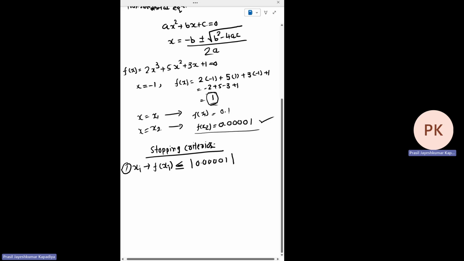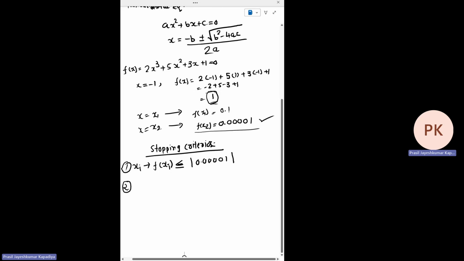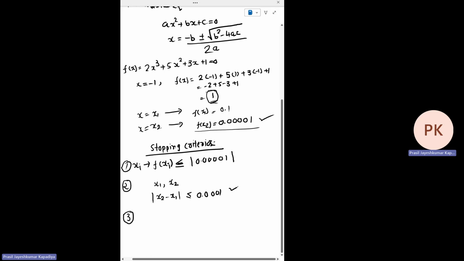Then another stopping criteria can be, let's say from the fifth iteration I got x1, and after the next iteration I got x2. Let's say the difference between x2 and x1 is less than some tolerance, let's say 0.0001. What do we mean? These two numbers are more or less the same. So this can be our solution. This can be our stopping criteria.